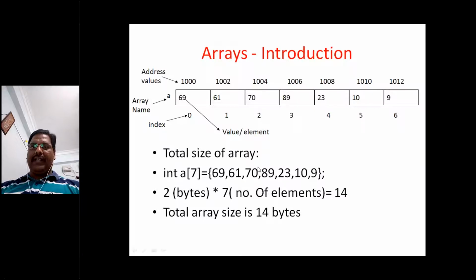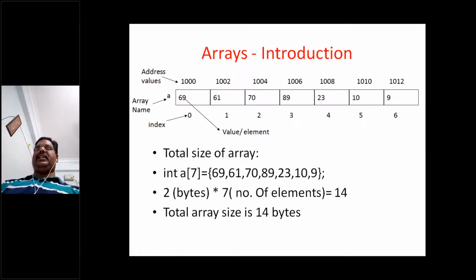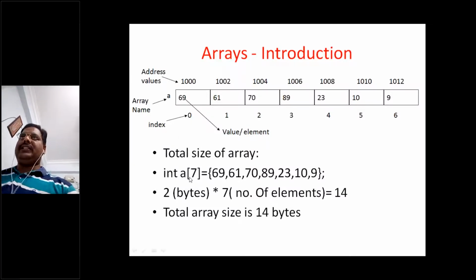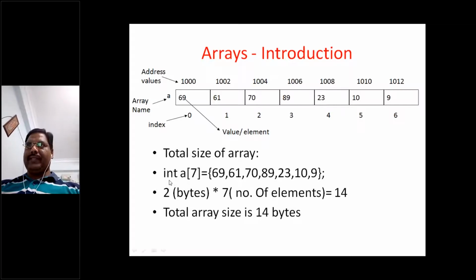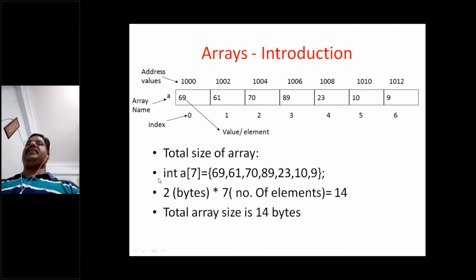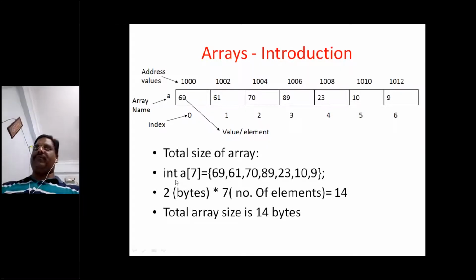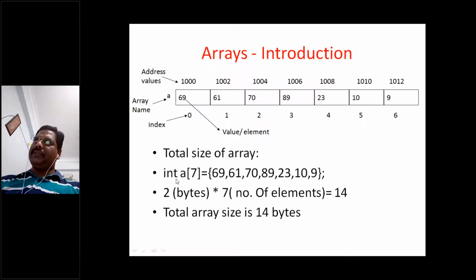So the total size of an array. What is the total size of an array? This is the syntax: the data type that we have to follow depends on what kind of values. If it is an int, then we have to prefix it with int. Otherwise if it is a float, then we prefix it with float. If it is characters, then we prefix it with char. These are lists of multiple similar values.